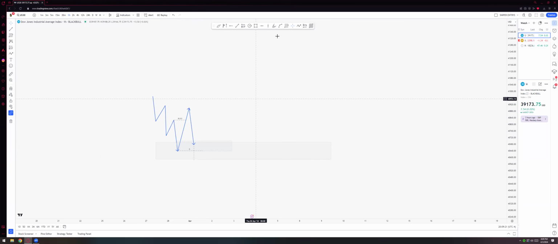So if market does this, what we want to see next is a minor break after that, okay? And that's when we're going to be taking the trade. As I said, the first thing we need to see is a break in our favor. Right here, the break of structure is going to create a minor order block right here.